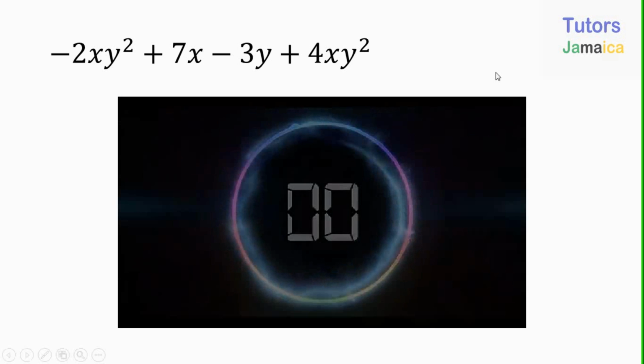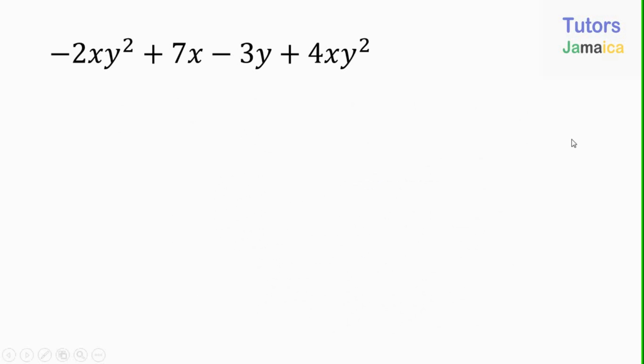Okay, let's work this one out. This one is going to be a bit interesting. So what we have is negative 2xy squared plus 7x minus 3y plus 4xy squared. So no multiplication, only subtraction and addition. So what's the first thing we need to do? We need to group like terms. We need to group the terms so we can see them together, and therefore we can work on them together.